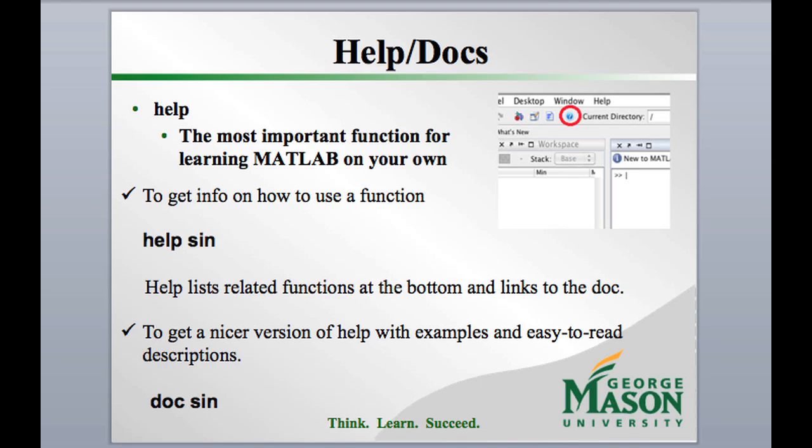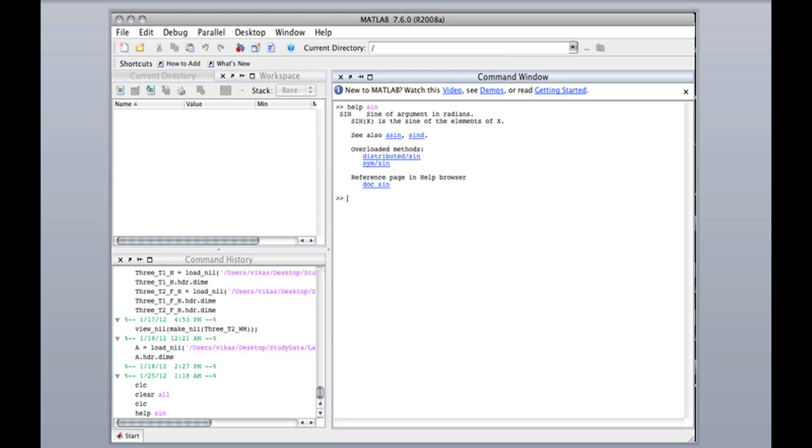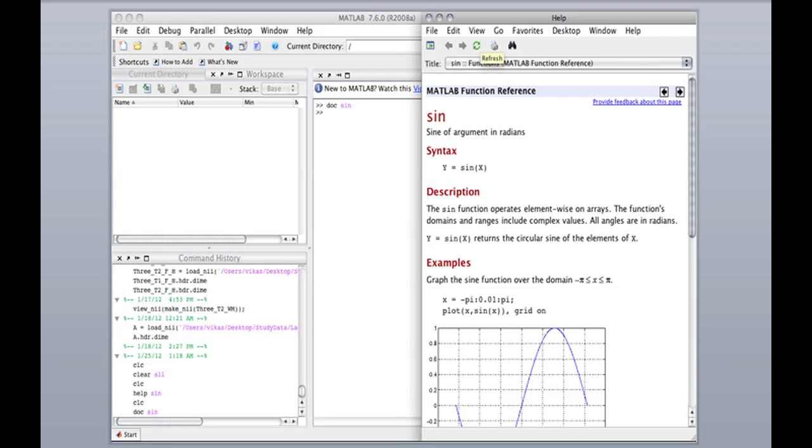And if you were to type doc and then the name of the function, you would have a second window that would pop up. That would be more a document form of information related to that function. So shown here is an example of what it would look like within the MATLAB window if you typed help and then sine, and it would give you information related to the sinusoidal function. And then the second case would be doc sine, and then a document window would pop up with information related to the sine function.